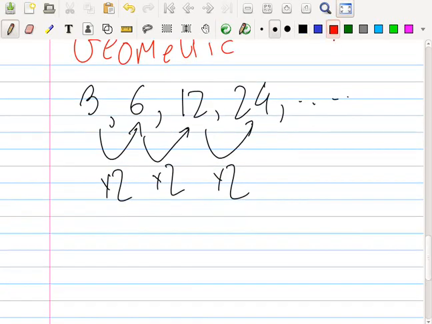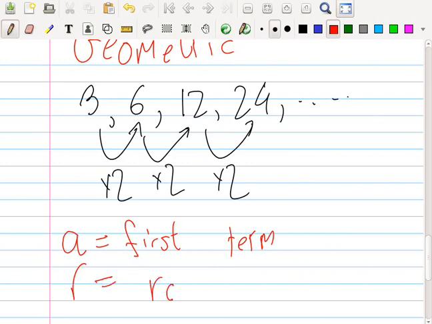So, like before, I'll call the first term A, and the multiplying term I'll call R. The ratio term, or common ratio. So in this example, what is A? 3, and R? 2.